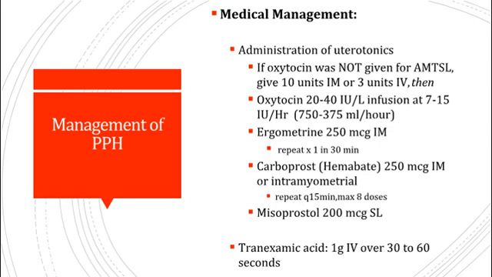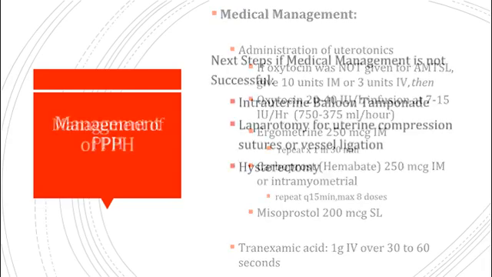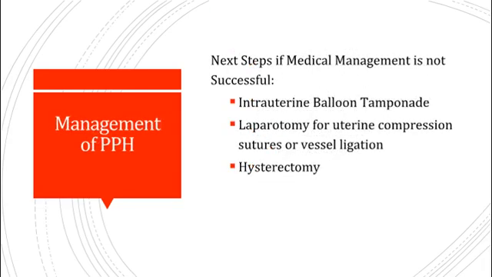While administering uterotonics to promote uterine contraction, prepare for potential surgical interventions. While medical interventions such as uterotonics and bimanual massage are critical, procedures can play an essential role in controlling PPH and saving lives. Techniques such as intrauterine balloon tamponade and surgical options can be life-saving in severe cases.